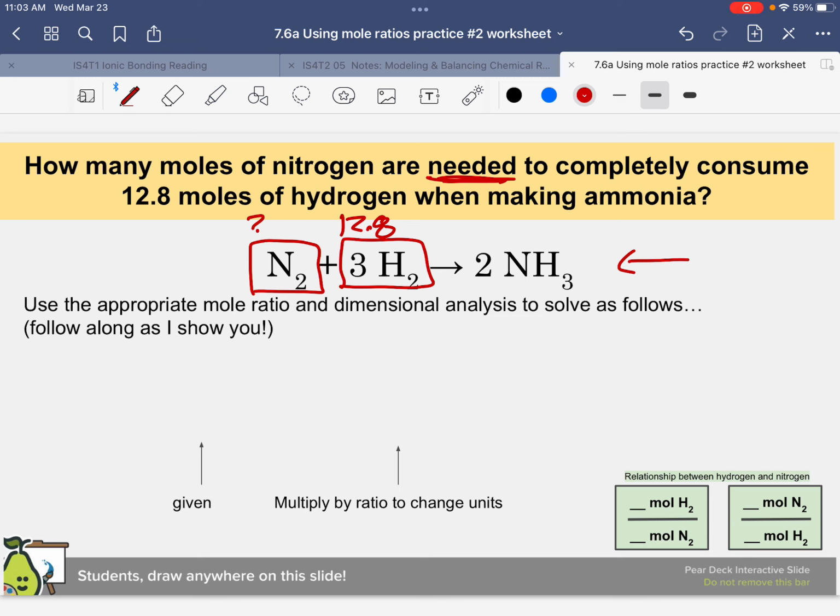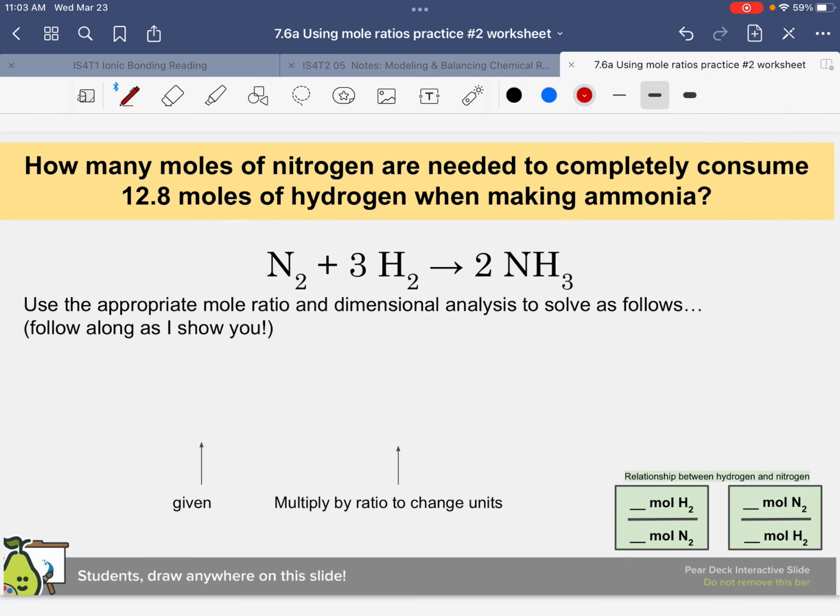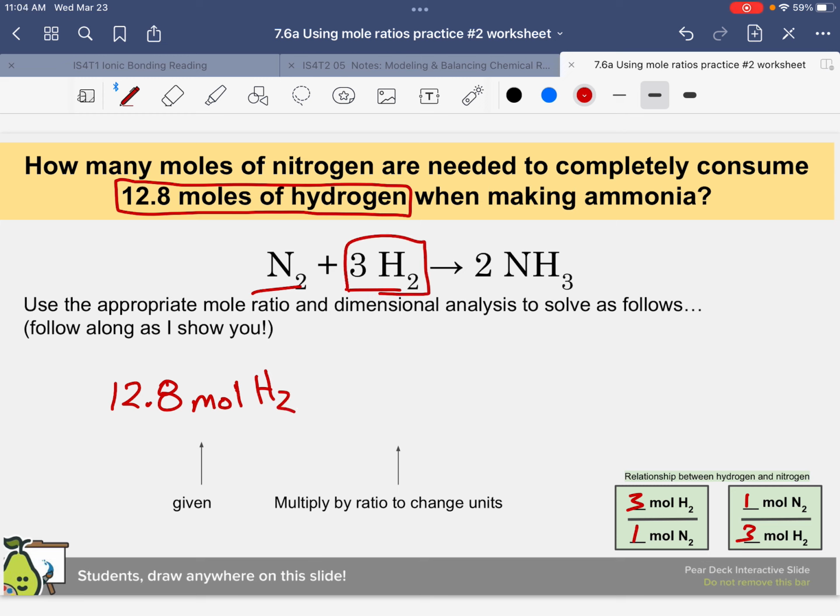So here's what I'm going to do. First, in my head, I'm going to see that the relationship between hydrogen and nitrogen is a 3 to 1 ratio or a 1 to 3 ratio. But when I'm solving the question, I'm going to put in my given. The given is 12.8 moles of hydrogen. So I'm going to write out 12.8 moles, and here you definitely want to put the formula for hydrogen. I know it's H2 because that is what's in the equation.